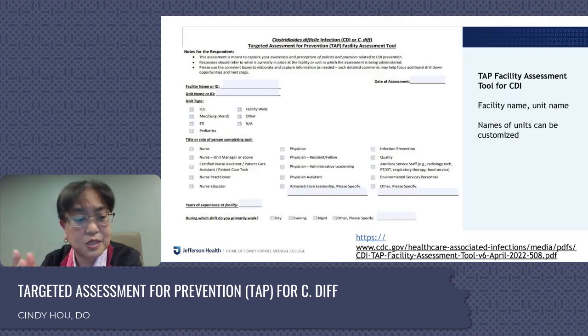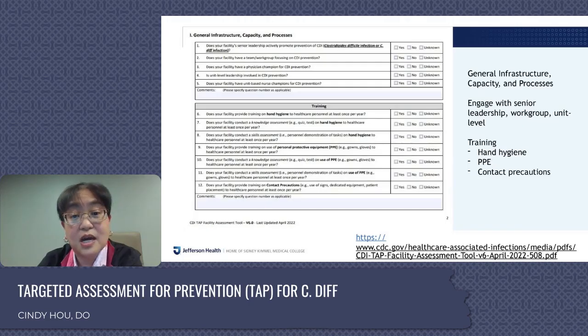So this comes from the PDF version, but of course it'll look very different if it's on your phone or whatnot. And so this is called the TAP Facility Assessment Tool for CDI. This is a form that we have recently been working on. And you have to name your facility, the unit name, kind of the names, as I said, could be customized. Next, it talks about general infrastructure, capacity, and processes. So there's lots and lots of questions, yes, no, or unknown, as far as engagement with senior leadership.